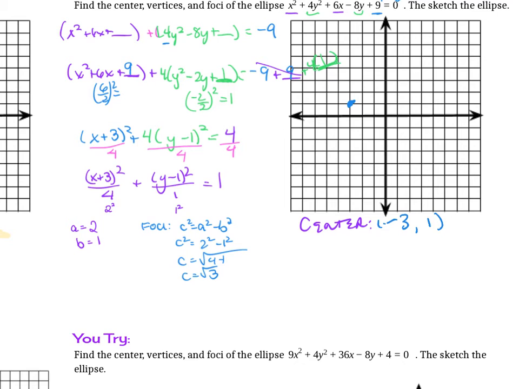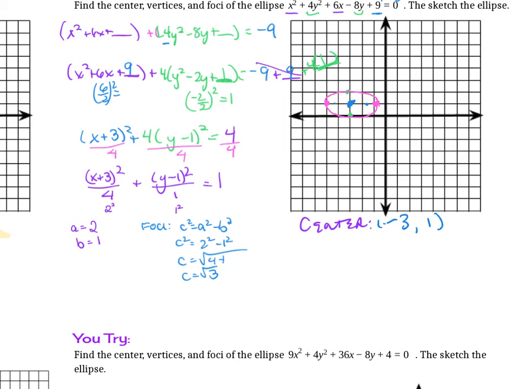Our a value is 2. So 2 on the right, 2 on the left. We know it's horizontal because the a is larger underneath the x value. And we know b is 1, so that's going to go here and here. And so this is what our ellipse looks like. We know our foci is square root of 3, so somewhere in here is our foci.